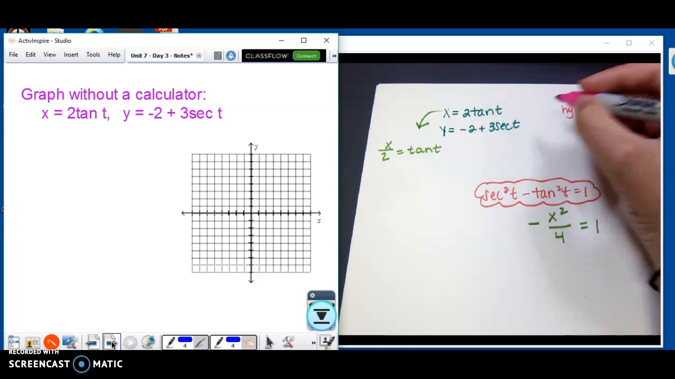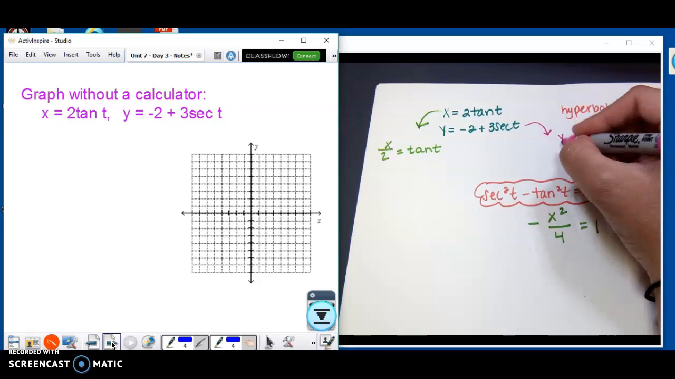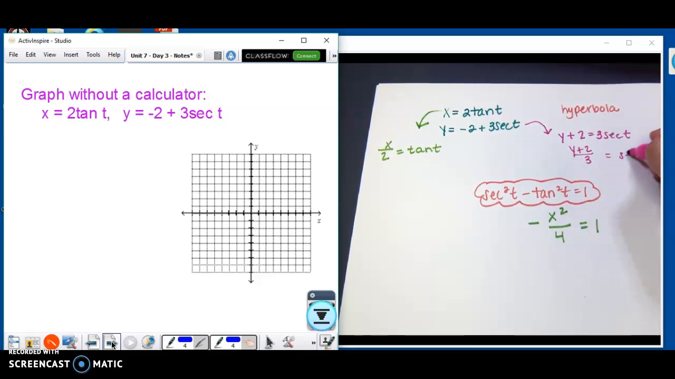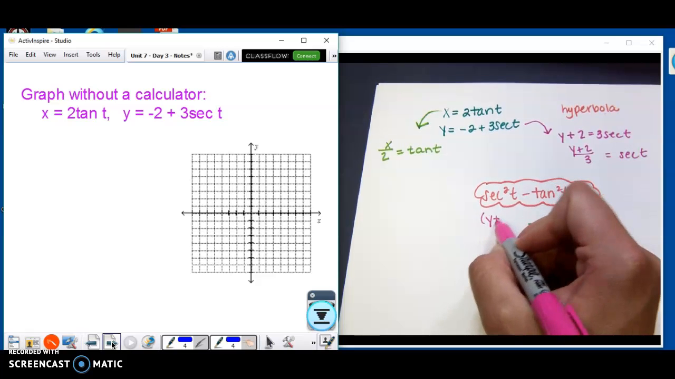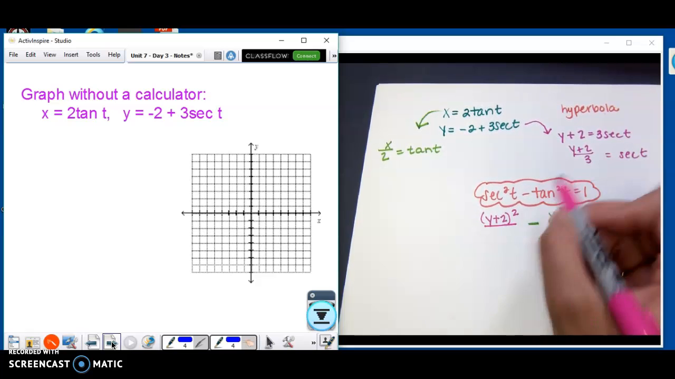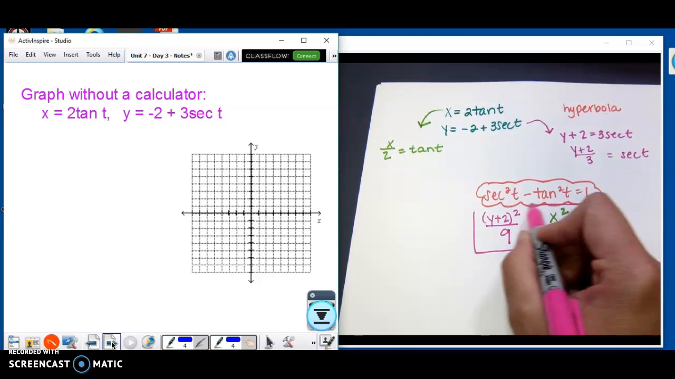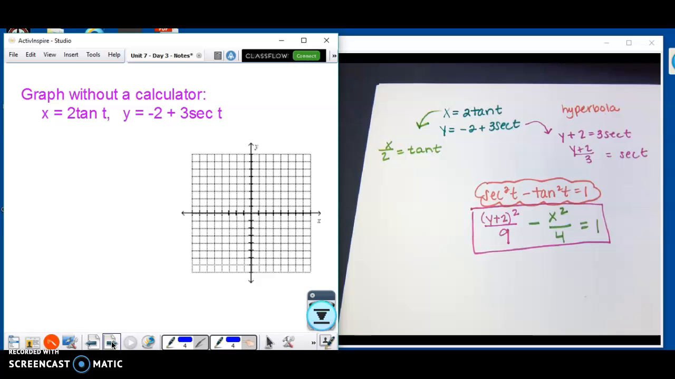And then I'm going to take my other equation and solve it for secant. I'm going to add over my 2, and then we're going to divide by 3. So secant t is y plus 2 over 3. This is secant squared, so we're going to have to make it y plus 2 squared over 3 squared, which is 9. So that is going to be our rectangular form of our hyperbola.